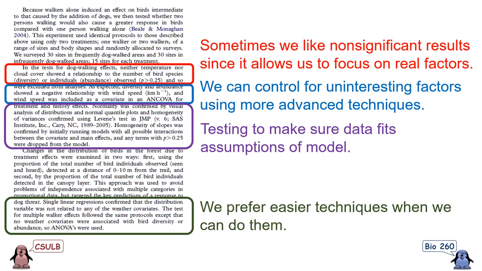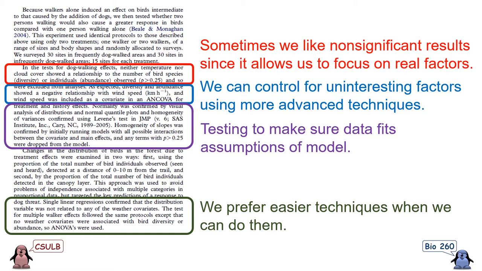In the blue box, the researchers describe using an ANCOVA, which is an advanced technique that essentially allows you to do an ANOVA when you also have a correlation going on. In this case, because days with higher wind speeds reduced the number of birds they saw, they had to take that into account when they were comparing the number of birds they saw in their three different treatments. The ANCOVA allows this.